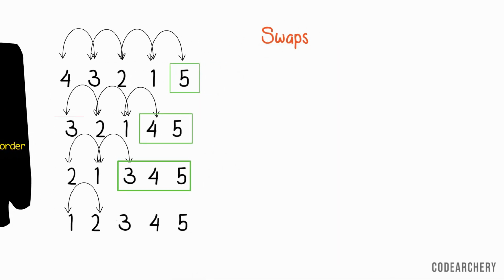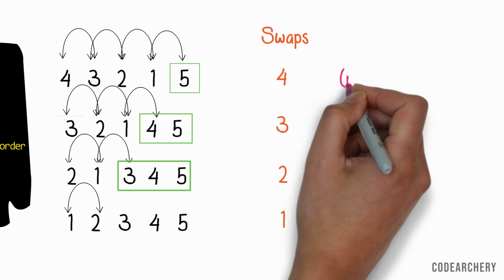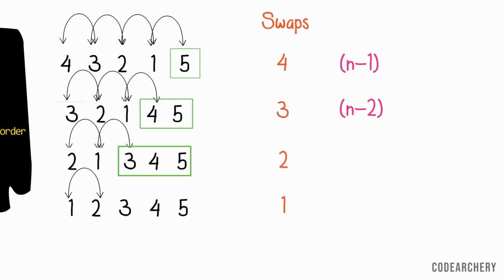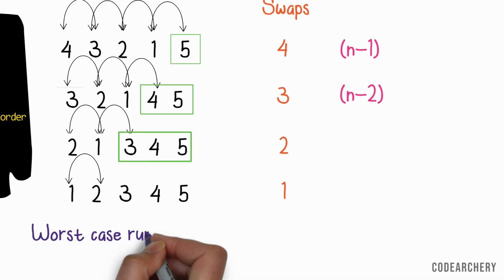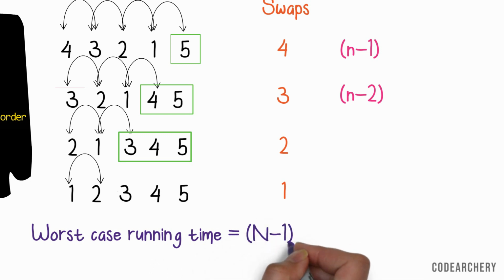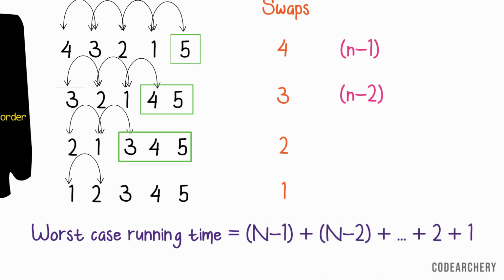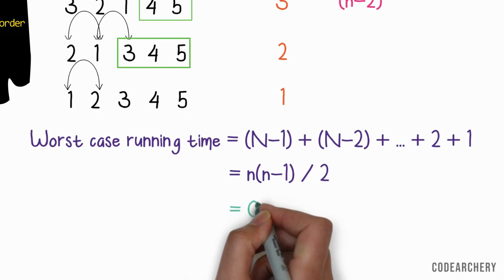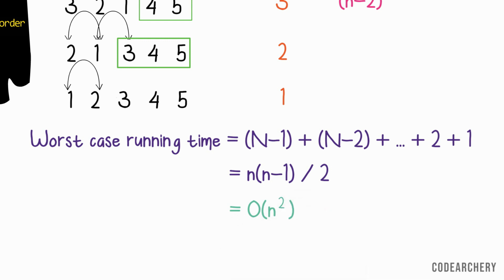Now if we analyze our swaps, in our first iteration we perform 4 swaps. In our second iteration we perform 3 swaps. In our third iteration we perform 2 swaps, and so on. So if we generalize, in our first iteration we do n-1 swaps, in our second iteration we perform n-2 swaps. So the worst case running time is n-1 plus n-2 up to 1, which is equal to n(n-1)/2. So the worst case time complexity of bubble sort is O(n^2).